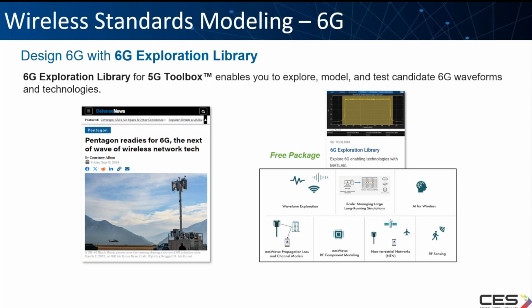The 6G exploration library, a free package shipped by MathWorks, allows you to explore, model, and test candidate 6G waveforms and technologies. This 6G library, which is again free to download, install, and use, has a lot of features, including waveform exploration and managing large and long-running simulations. It also has some features for AI for wireless, so that you can develop on top of 5G and get something close to 6G. And it also has propagation losses and channel models, RF components modeling, and so on and so forth.